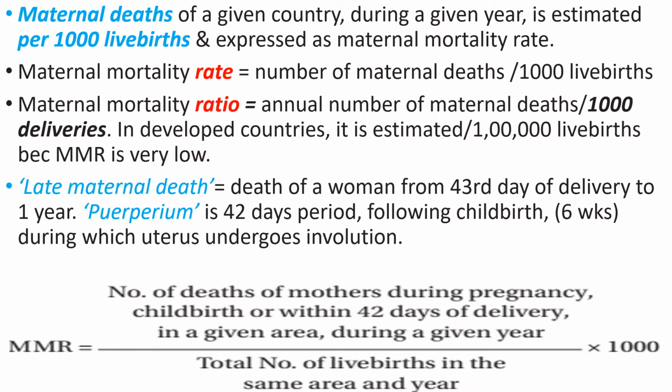So the formula for maternal mortality rate is number of deaths of mothers during pregnancy, childbirth, or within 42 days of delivery in a given area during a given year, divided by total number of live births in the same area and year. This is multiplied by 1,000.